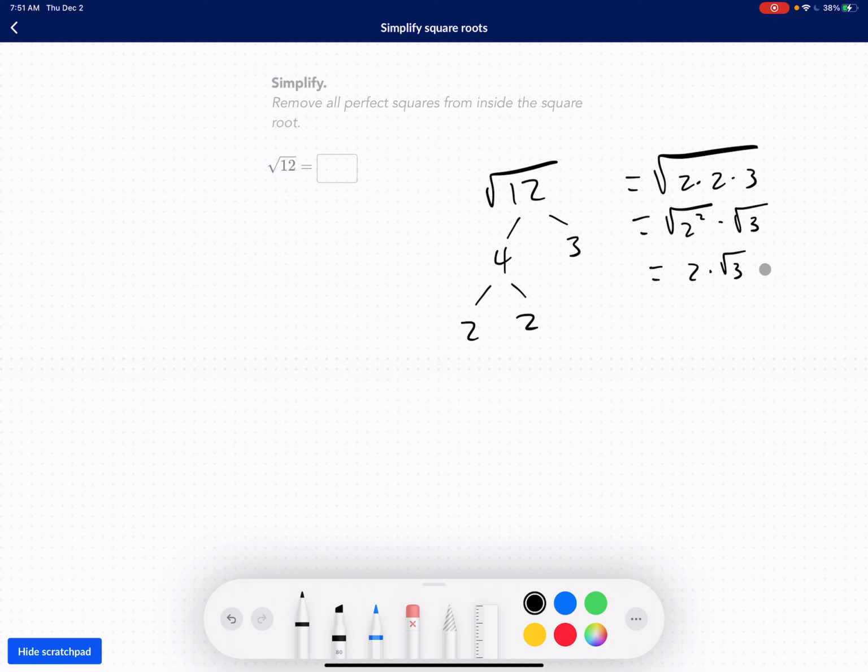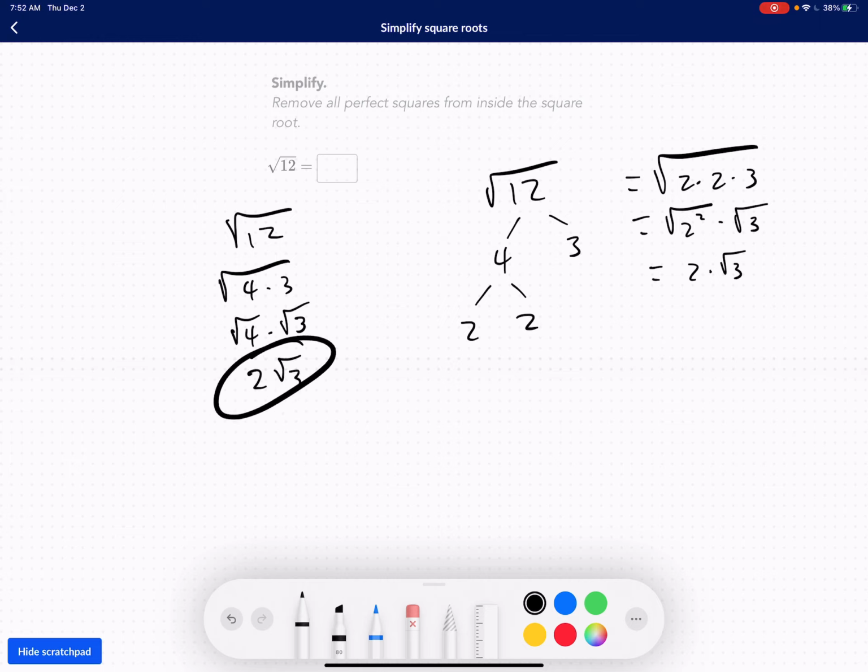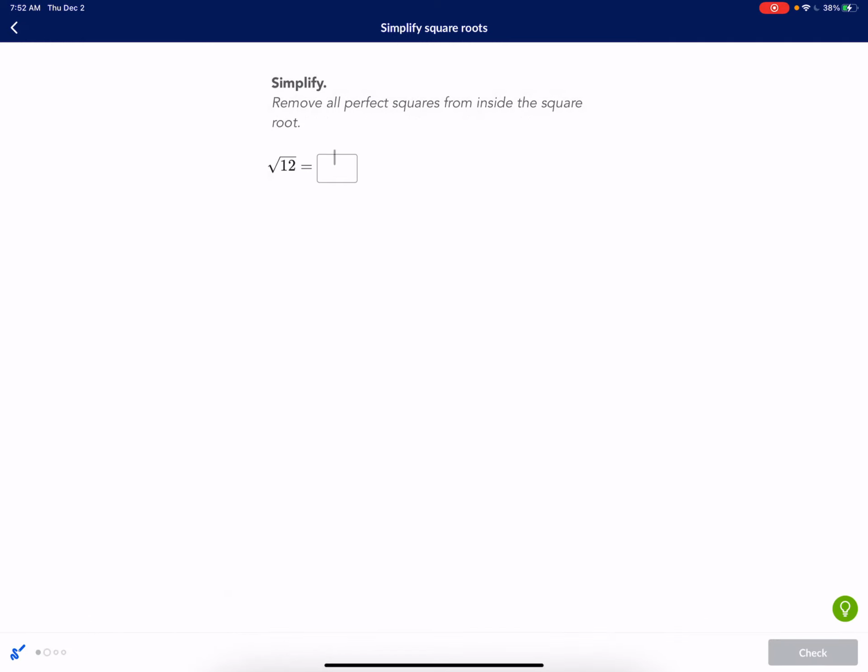Voila. So that's the most simplified form. If you would like to do it even more simply, you could just do 12, right? I can factor out 4. 4 times 3. And then I already know that 4 is a perfect square. So I'm just going to go 2 and 3. And as you can see, I got the same answer here: 2 square root of 3. Okay. All right. I'm going to put the answer there. 2.